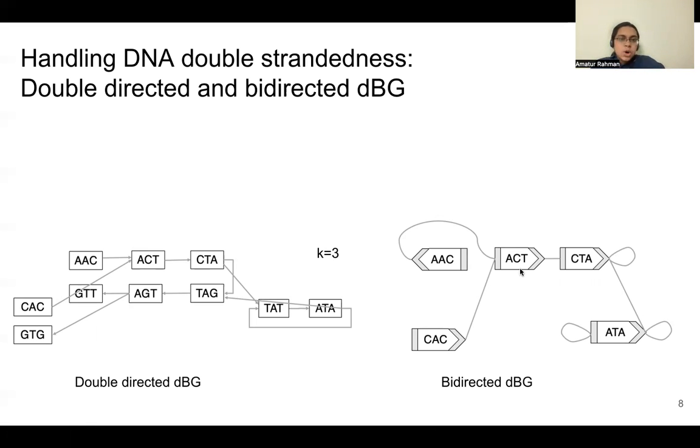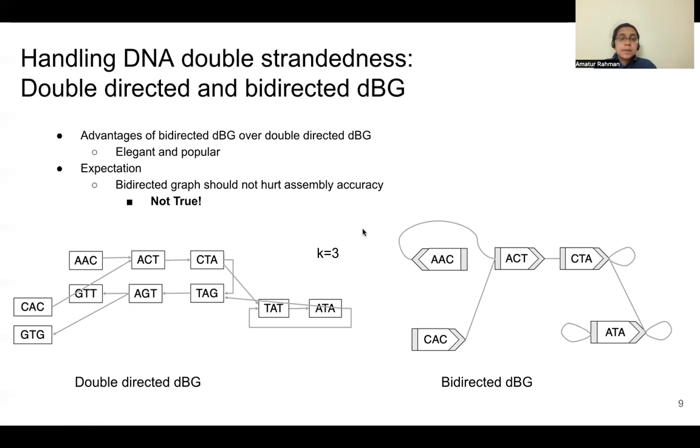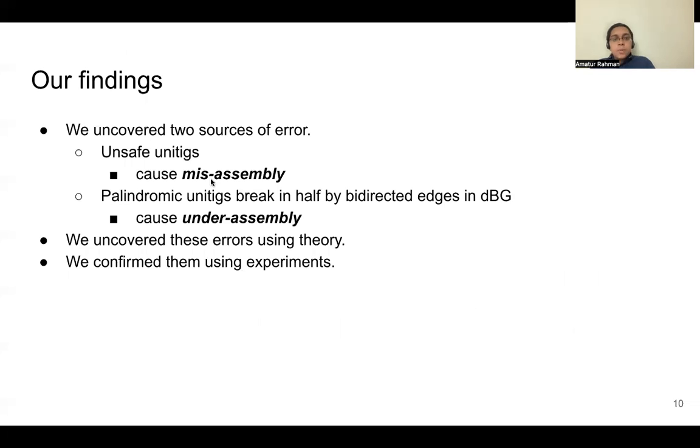Because the bidirected de Bruijn graph has this elegant construction, it's quite popular, and the expectation is that the bidirected graph should not hurt assembly accuracy. But as we will see, this is not true. That's our finding in this paper. We uncovered two sources of error: unsafe Unitigs cause misassembly, and in the bidirected de Bruijn graph, the bidirected edges break palindromic Unitigs in half, causing underassembly. We uncovered these errors using theory and confirmed them using experiments.